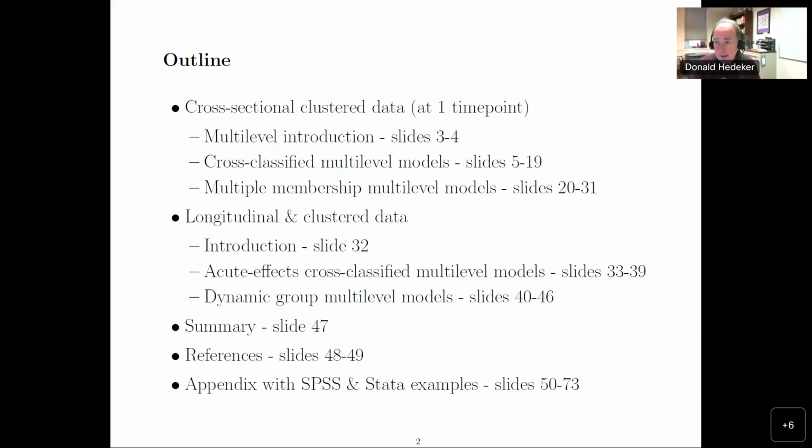I have several references throughout the PDFs, and all of those are listed on slides 48 and 49. In the slides that I'm going to go over, I'll primarily focus on SAS implementation of these models, but I also have an appendix with how to do this with SPSS and Stata as well.